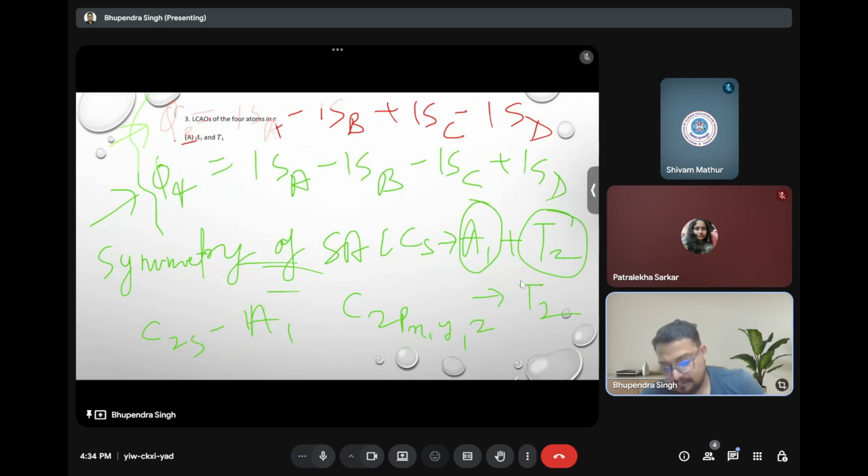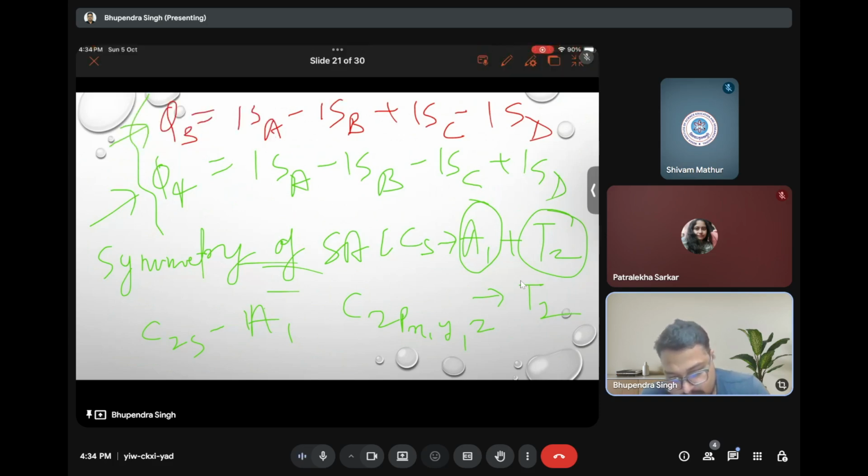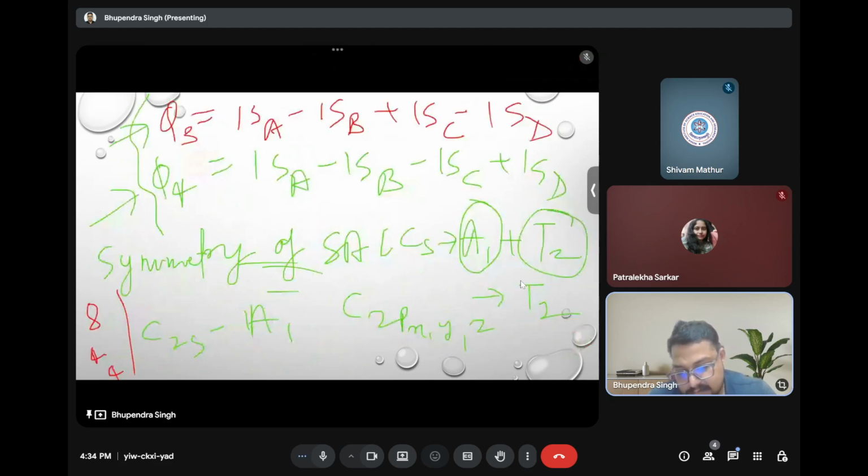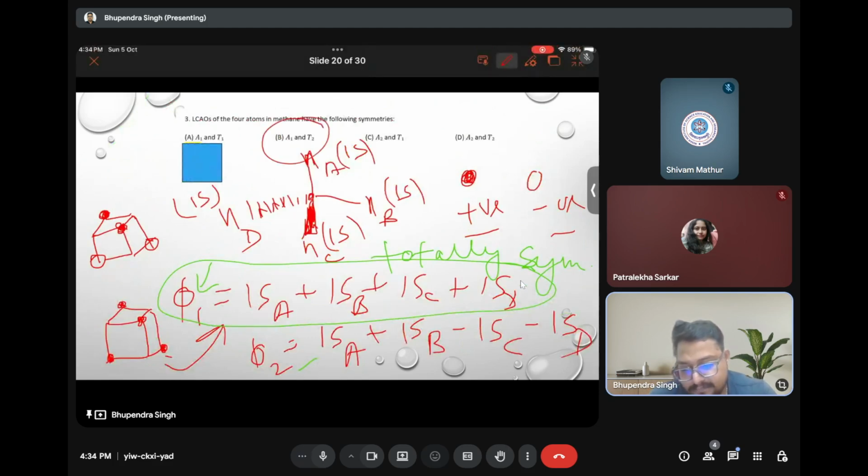So if you try to find out how many molecular orbitals will be there: 8. 4 will be bonding, 4 will be anti-bonding molecular orbitals. So what will be the answer? I already told, this should be your answer. Option B. Fine.